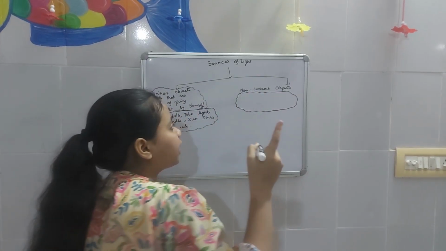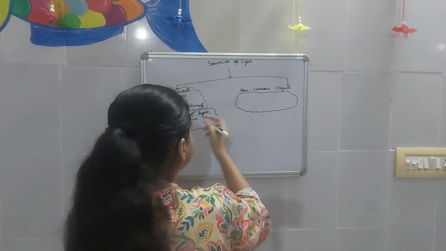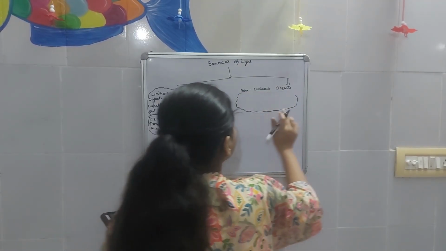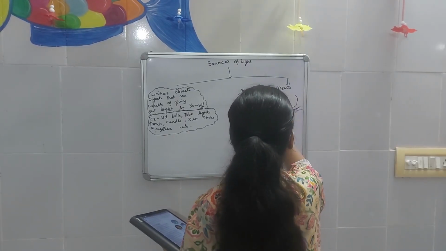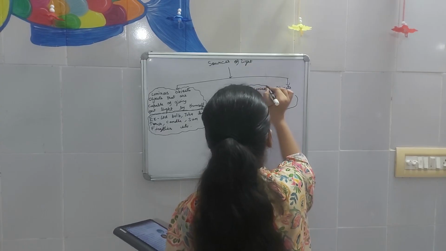So first I have made a cloud and now I am going to write the definition. So what is the definition? In this part I have included luminous objects, so in this part also I am not going to leave out non-luminous.